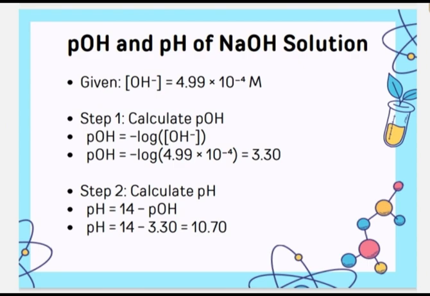Second step, we have to calculate pH. We were given a formula of pH equals 14 minus pOH. We put pOH inside the formula. Then we get pH equals 14 minus 3.30 equals 10.7.